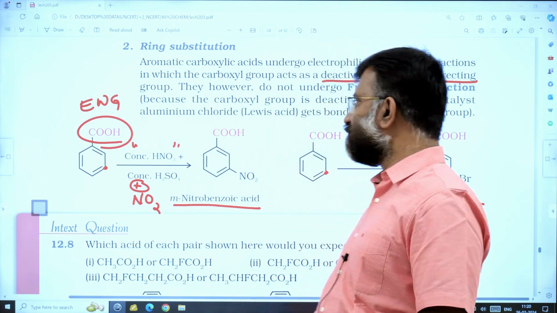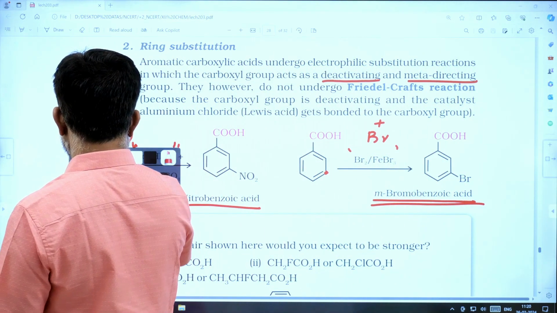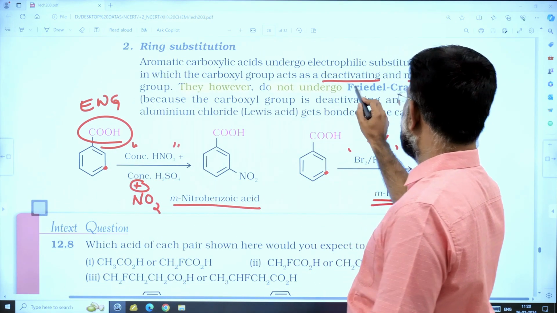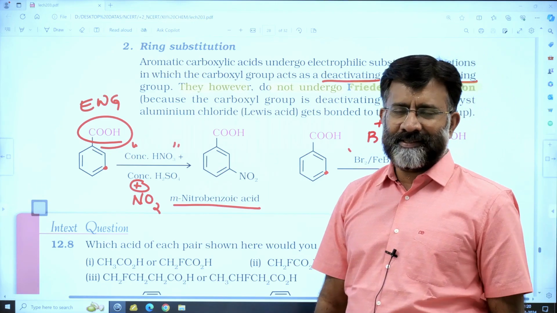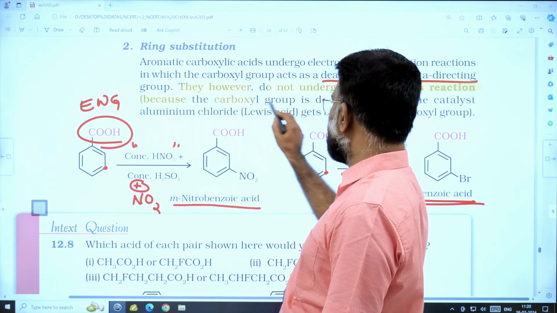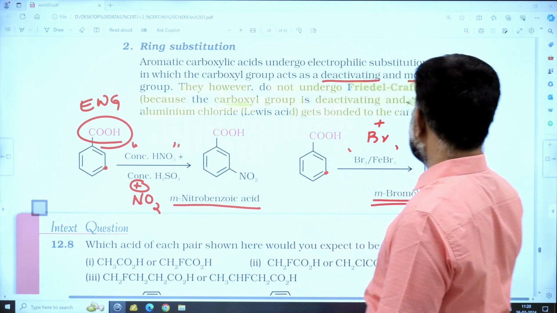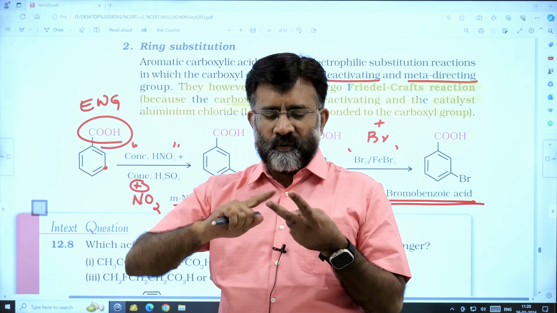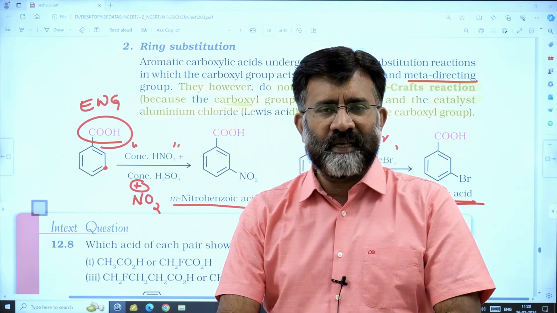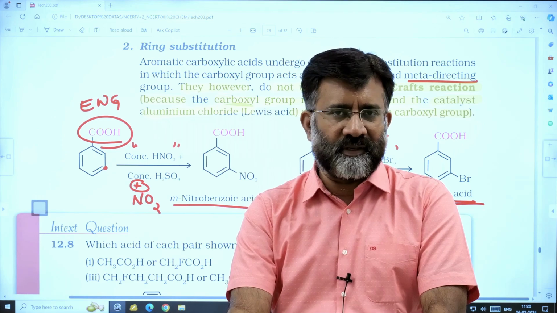Clear? Fine. Very important to see that they, however, do not undergo the FC reaction. Carboxylic acid, benzoic acid, does not give the FC reaction. What is the reason? Because the carboxyl group is deactivating, number one, and the catalyst aluminum chloride gets bonded to the carboxyl group. So you have two reasons. One is that the COOH group is deactivating in nature. Number two, the Lewis acid is attacked by the carboxyl group. Two reasons why they don't give the FC reaction.